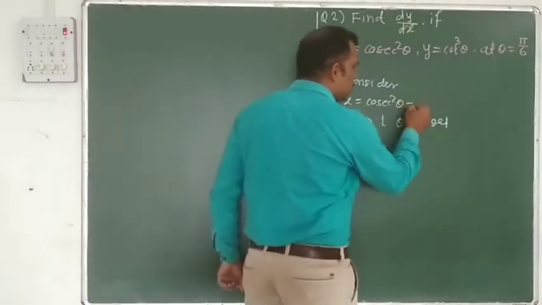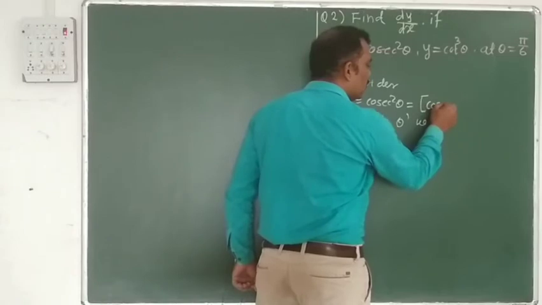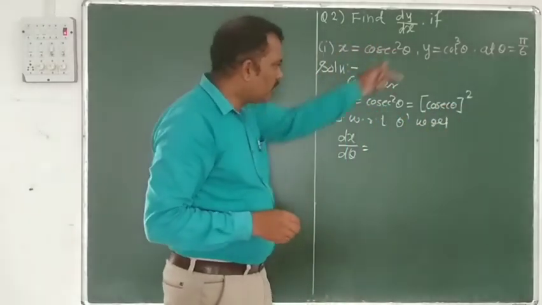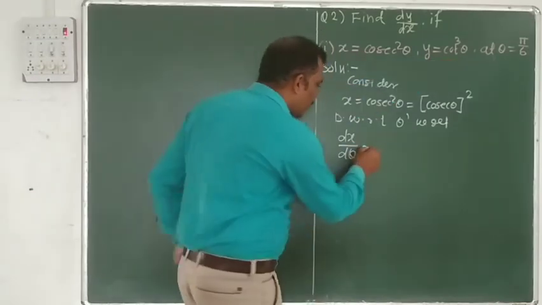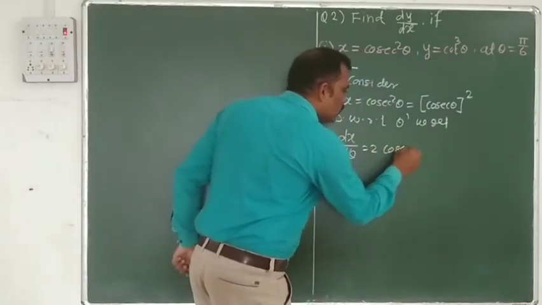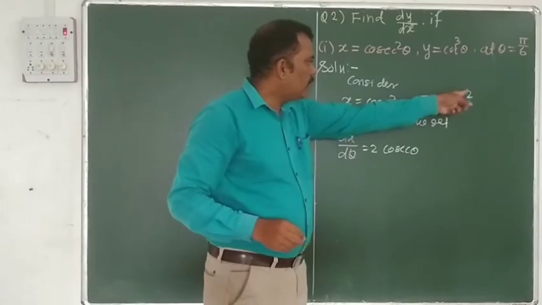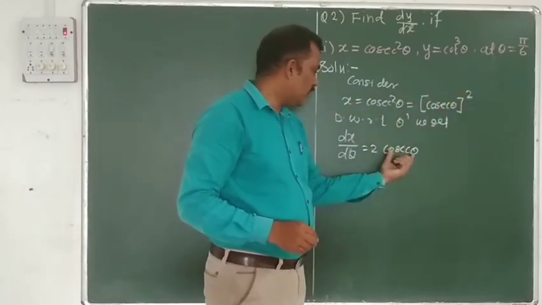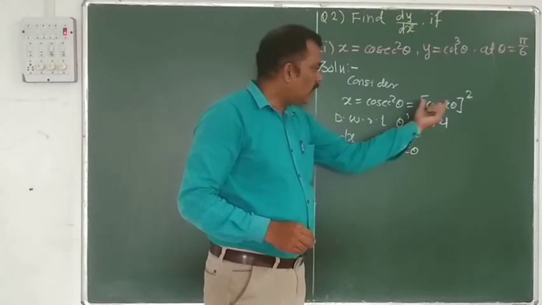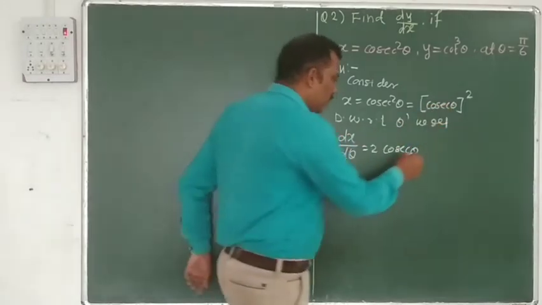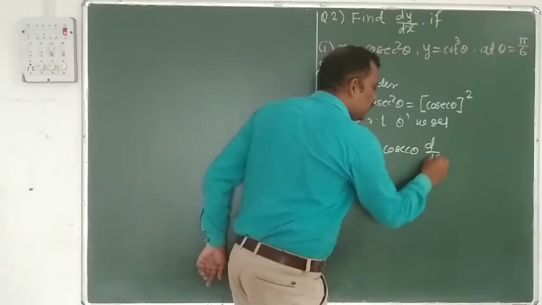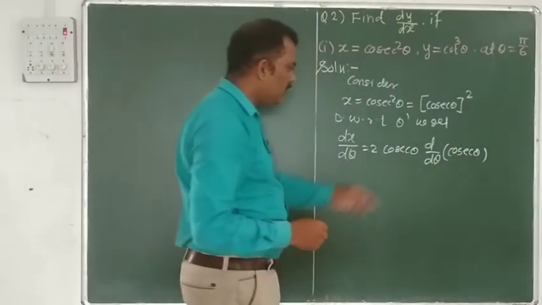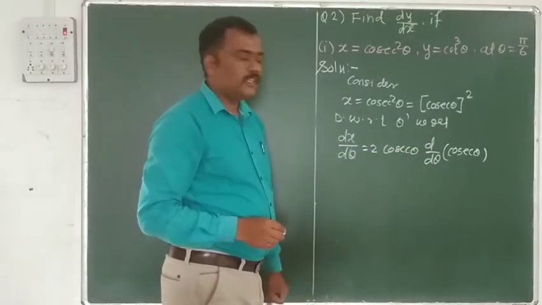also cosec square theta can be written as cosec theta bracket square. So first we have to keep the finger on the power, take the power as it is, into cosec theta raised to the power minus 1. 2 minus 1 is nothing but 1, so that we can write cosec theta. Now we have to take the derivative of cosec theta, that is d by d theta of cosec theta.